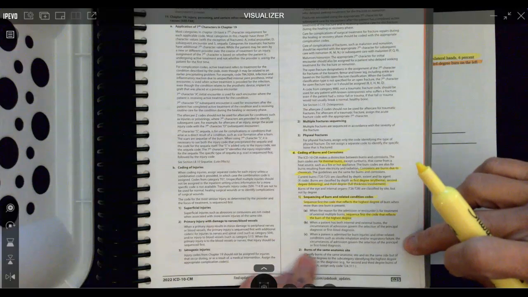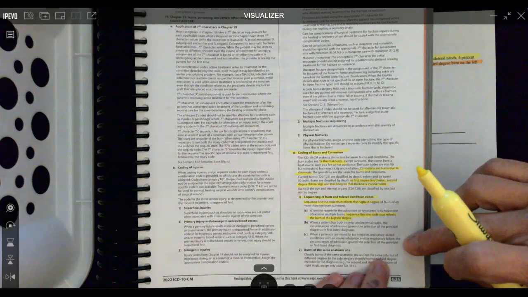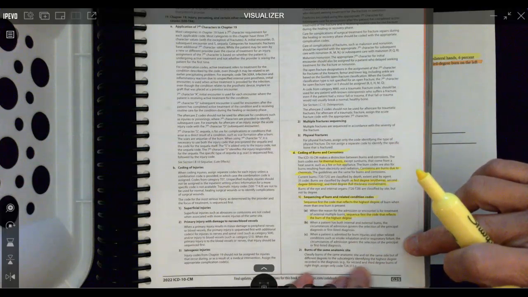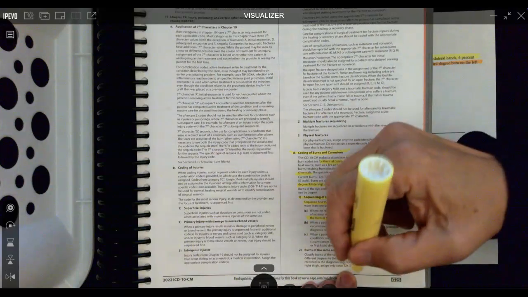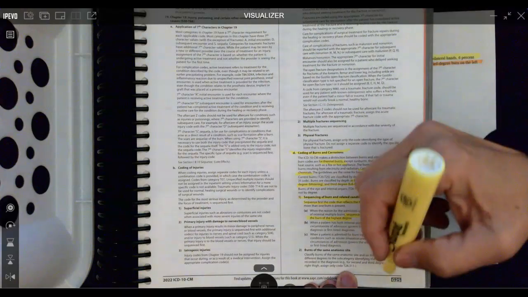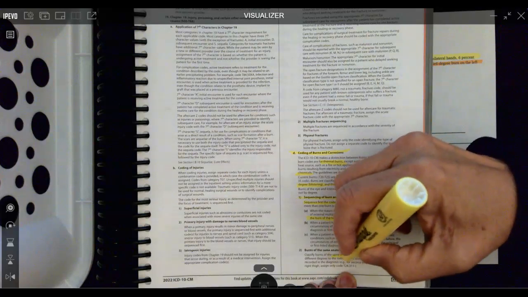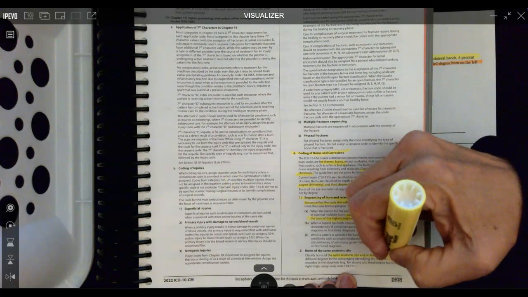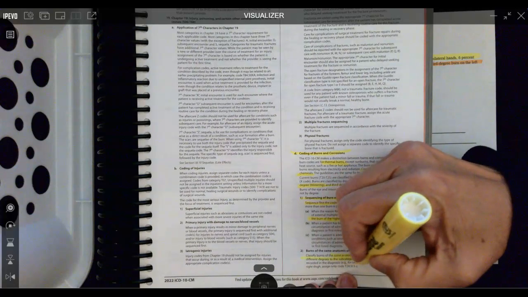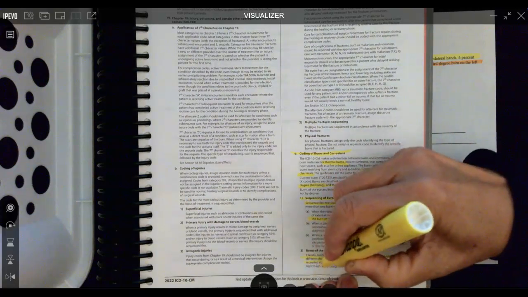Okay. Burns of the same anatomic site. Classify burns of the same anatomic site and or on the same side, but of different degrees to the subcategory identifying the highest degree recorded in the diagnosis. Example, for second and third degree burns of the right thigh, assign code T24.311, which would be for the third degree. Okay, so let's see. Same anatomic site on same side, but different degrees, highest degree recorded.